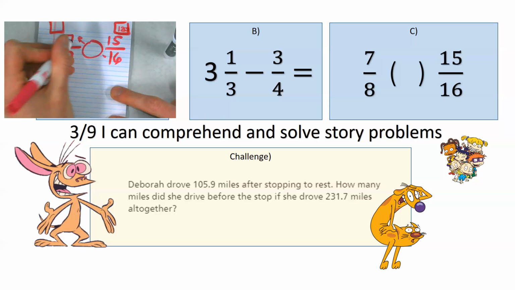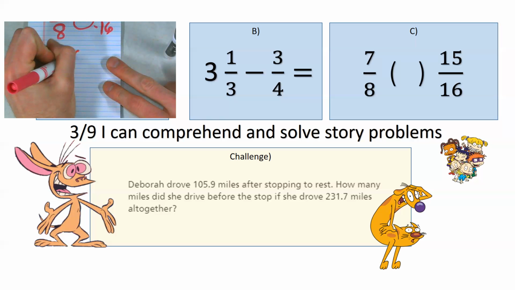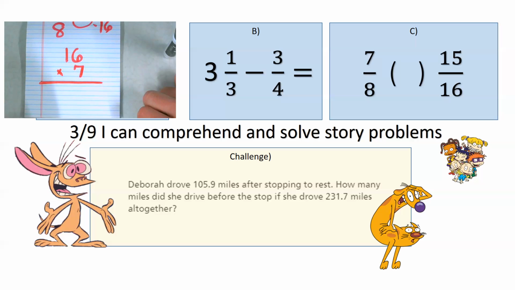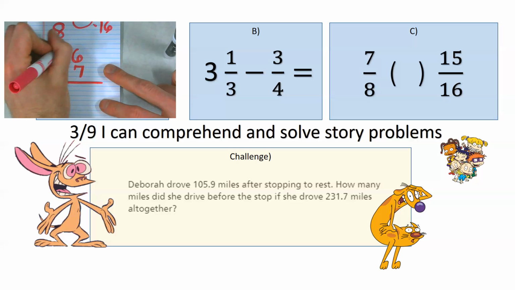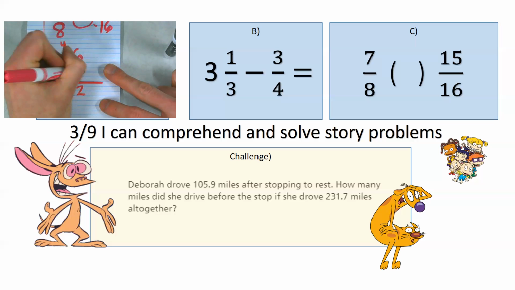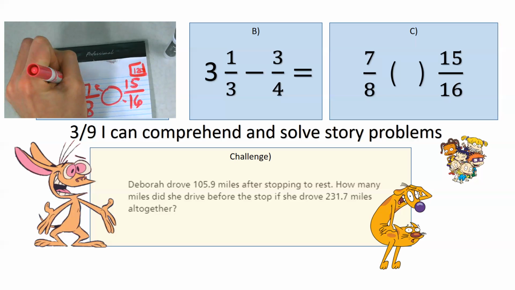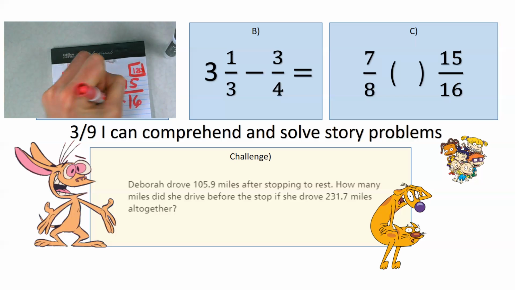16 times 7 I cannot do as easily in my head. So I'm going to multiply traditional method. 7 times 6 is 42. 7, 8, 9, 10, 11. That's 112. What?